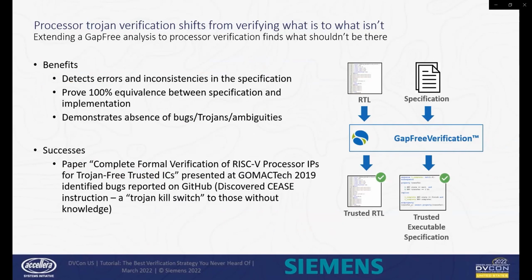Any extra functionality in the design, including hardware Trojans, is detected and reported as a violation of the ISA. This includes the systematic discovery of any hidden instructions or unintended side effects of instructions. This enables both core providers and customers to have the highest confidence in the RISC-V core implementations.